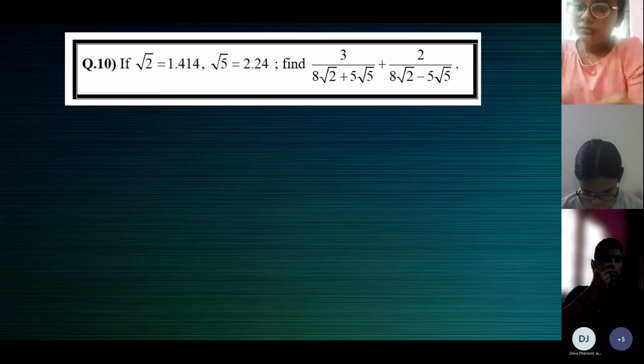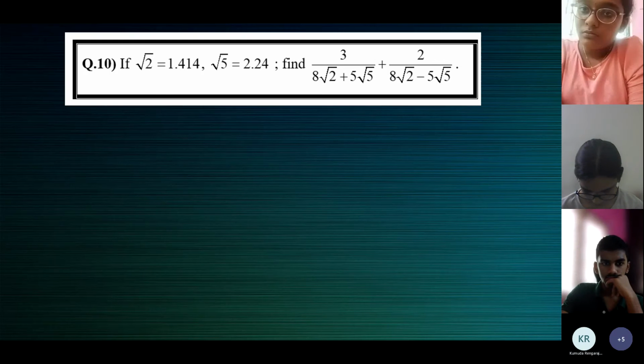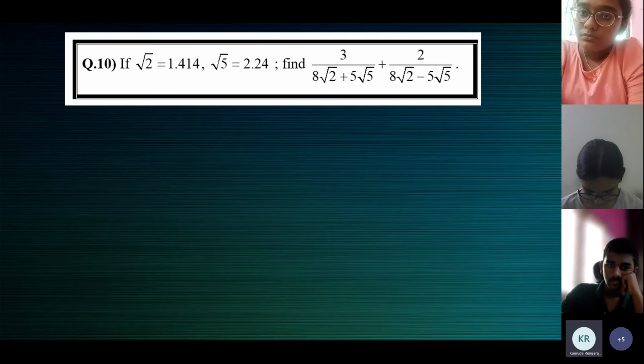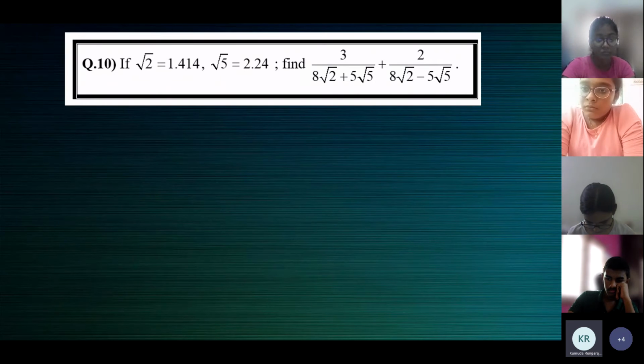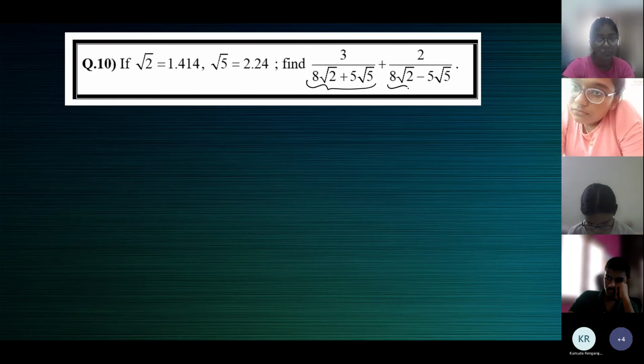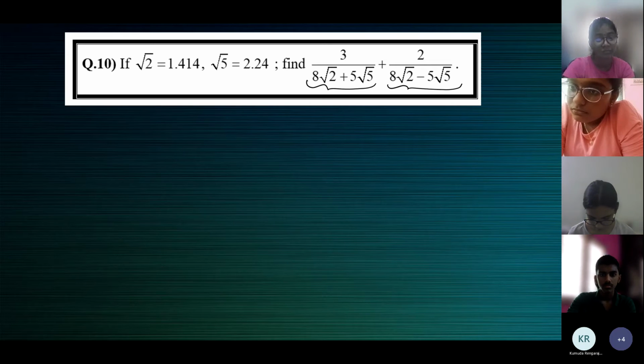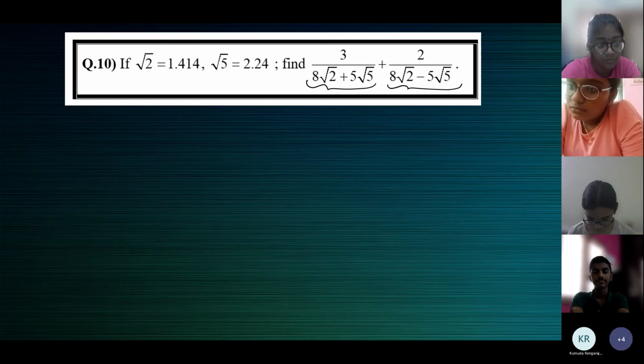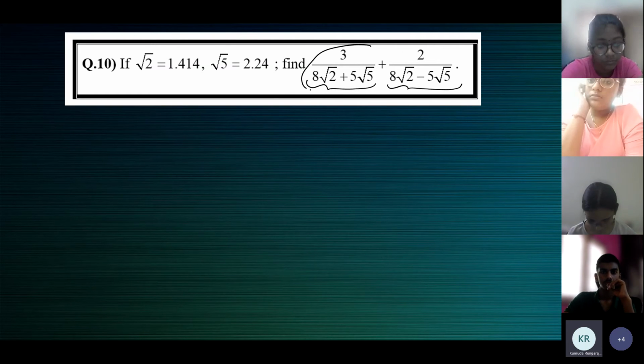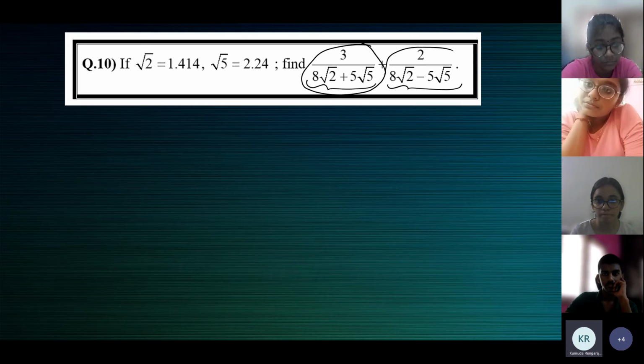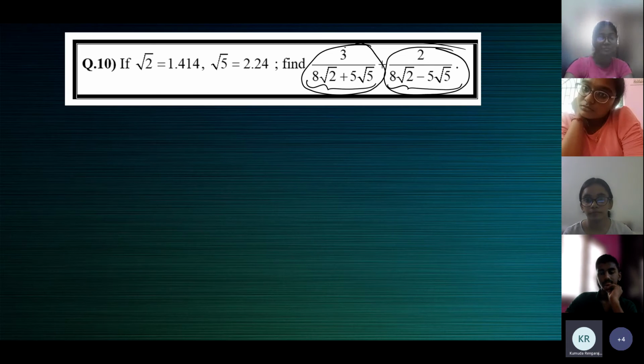So here they are giving you the values of root 2 and root 5. And you have to find the value of 3 by 8 root 2 plus 5 root 5 plus 2 by 8 root 2 minus 5 root 5. Are the denominators conjugates? Yes, they are conjugates. So either you can work this in step 1 separately, work this in step 2 separately, and then in step 3 you can add both.